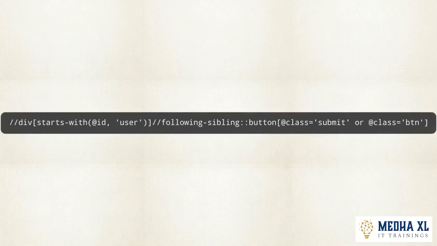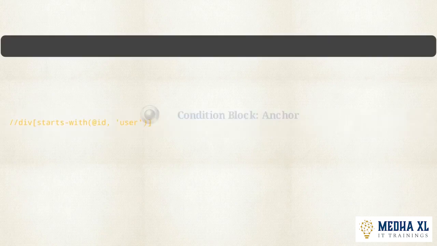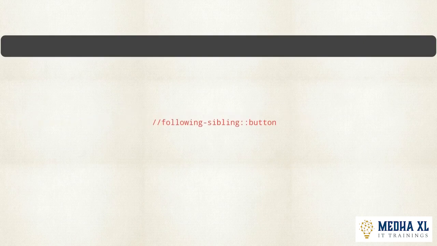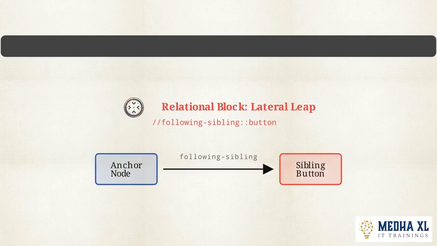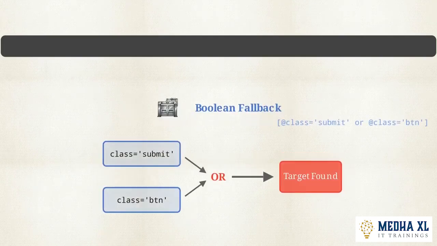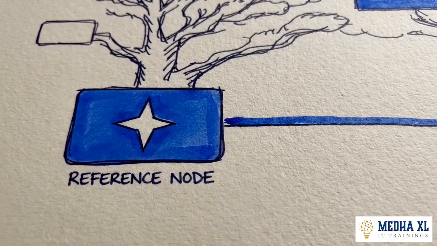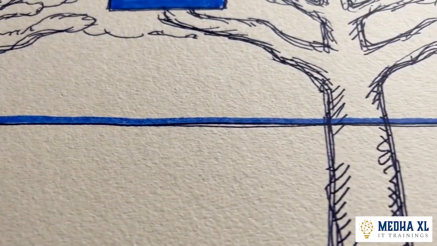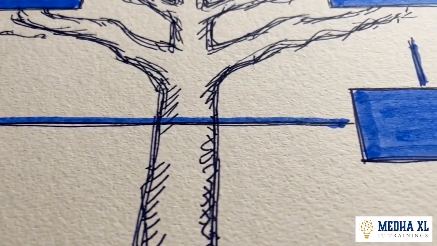This XPath syntax appears complex, but it functions in two distinct logical steps. The first section is the condition block. This part uses partial matching to secure a stable reference node despite the dynamic ID. The second section is the relational block. From the anchor, the script uses a lateral axis to move to the sibling node and applies a Boolean fallback to identify the button, finding the target even without unique attributes. This anchor and leap method is the definitive technique for writing completely unbreakable automated scripts in any modern web environment.